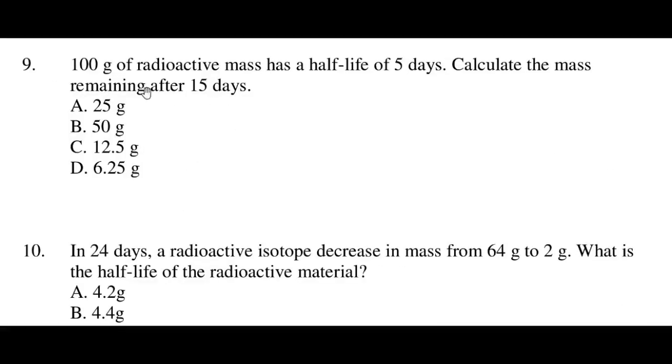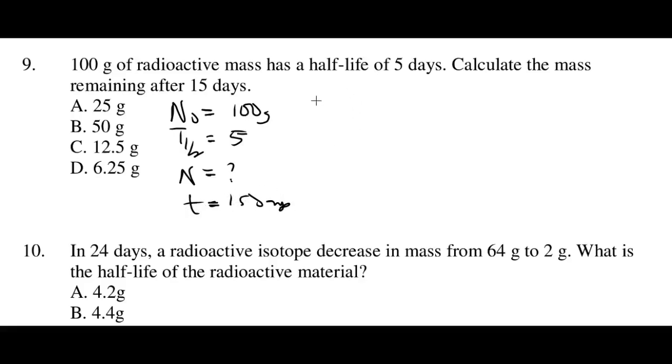Question 9. 100 grams of radioactive mass has a half-life of 5 days. Calculate the mass remaining after 15 days. Okay, so the initial mass, which is N naught, is 100 grams, and the half-life given to us is 5 days. Calculate the mass remaining, N unknown, after 15 days. That is t.